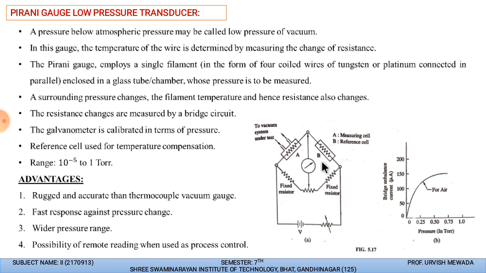So yes, we can use this output in terms of electrical energy. So we can use it from the remote station, and we can grab that data on our system. So it is very viable to use it at the remote station for acquiring the data of the unknown pressure or the changes in the pressure with the help of this Pirani gauge low pressure transducer.